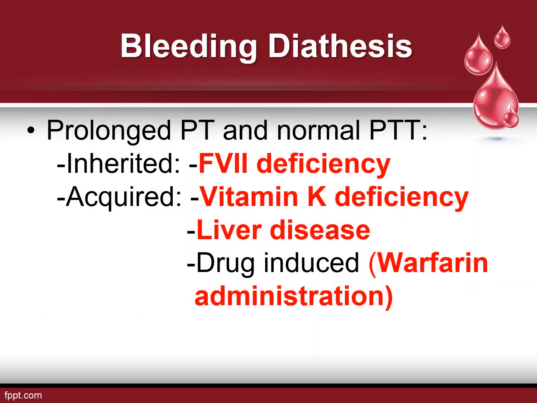Now let's talk about bleeding disorder with prolonged PT and normal PTT. Inherited, we can talk about factor 7 deficiency. Acquired, you have vitamin K deficiency, liver disease, and also drug-induced like warfarin administration. Keep in mind that the liver is responsible for synthesis of most of the procoagulant as well as anticoagulant factors. Thus, liver disease can be associated with bleeding disorders.